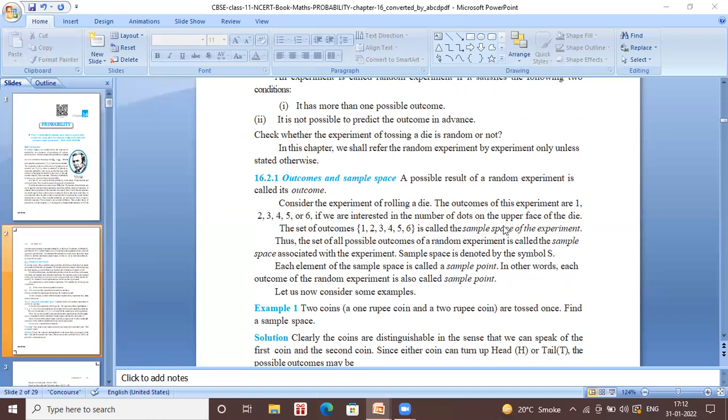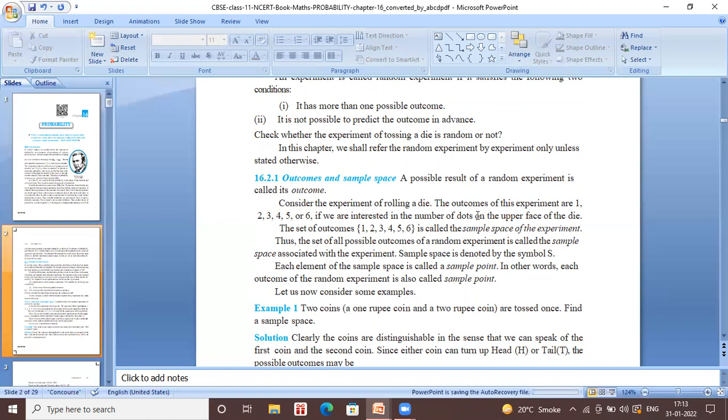Therefore, the sample space is the set of all outcomes of a random experiment. The set of all possible outcomes of a random experiment is called the sample space associated with the experiment. The sample space is denoted by capital S, because sets are always denoted by capital letters. Each element of a sample space is called a sample point. Another important term is sample point.